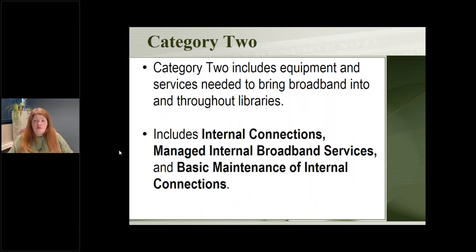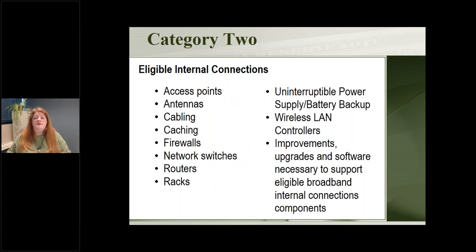So category two, this is the equipment and services once you've got your internet connection coming to your building. How do you get it throughout your library? This is your internal connections. That is all the equipment, as I mentioned, routers, wires, cabling, all that. Managed internal broadband services, a newish way of getting your internet that I'll explain in a bit, and maintenance of your internal connections. So if you need any repairs, upgrading, any of that done to your equipment in your library, these are some of the things that are eligible under Category 2.